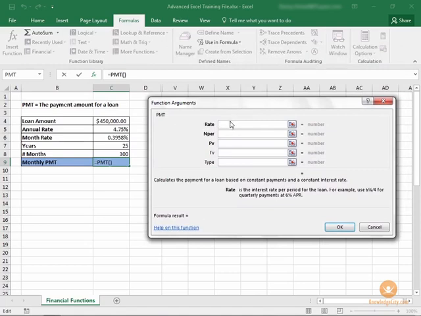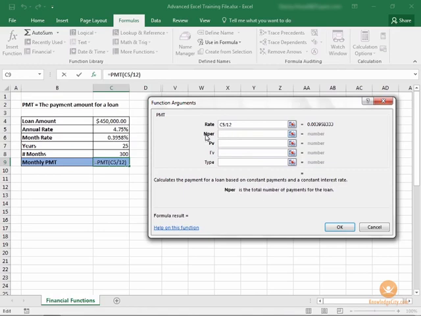And the first piece of information that we need is the rate. Now the rate is the interest rate per period of the loan. So if the annual rate is 4.75%, we need to divide that by 12 to get the monthly rate, or we could just select the monthly rate because it's already calculated for us here. But it's important to remember that the rate that's being asked for is the interest rate per period of the loan. So if we've got monthly payments, we want to know what that monthly rate is. So for this example, I'm going to choose C5 and divide it by 12 within the formula itself.